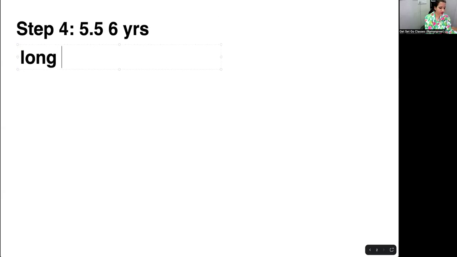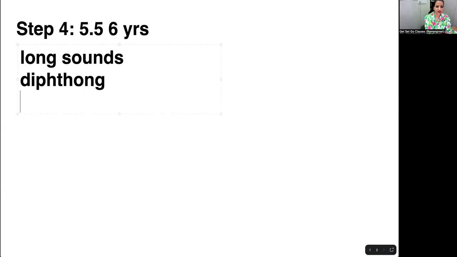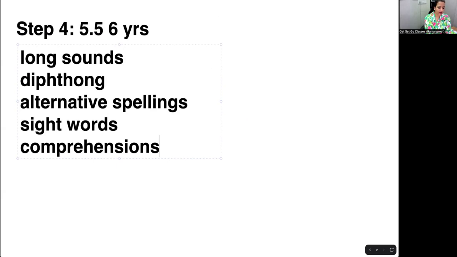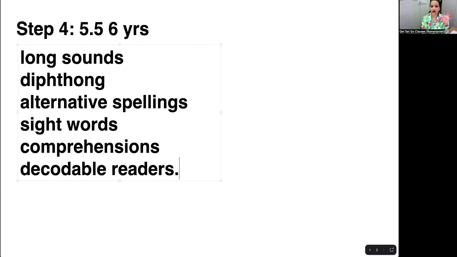Okay? And here, what do you cover? You cover long sounds, diphthong sounds, alternative spellings, which can be done side by side at the next level along with comprehensions and decodable readers. These decodable readers can be done with all the levels. I mean, when you're teaching the consonant thing, that's step 2, step 3, step 4, everywhere you can have decodable readers.